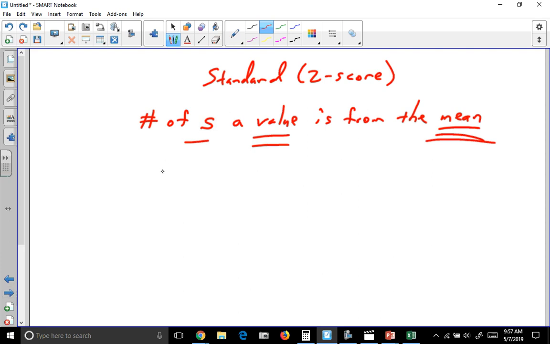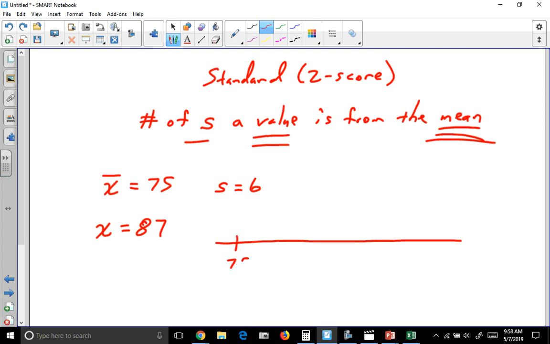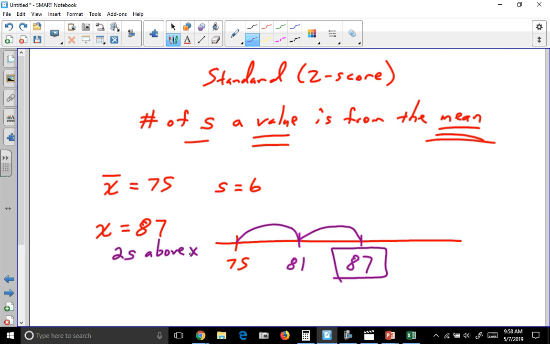So, for example, if we had a set of data and the average is 75, and we have a standard deviation of 6, let's look at the data value 87. So 75 is here. If we go 6 more, that gets us to 81. If we go 6 more, that gets us to 87. So 87 is 2 standard deviations above the mean.